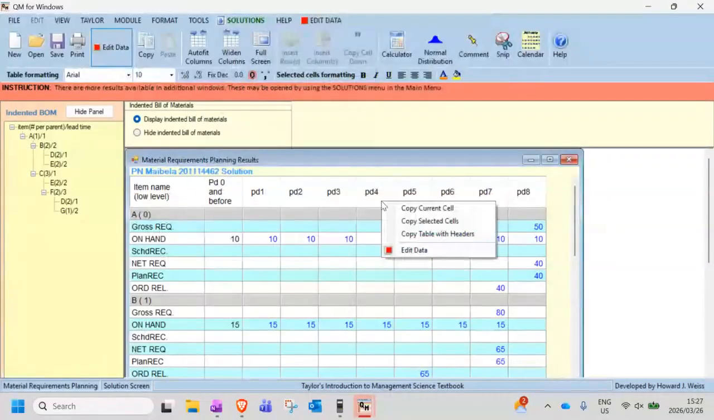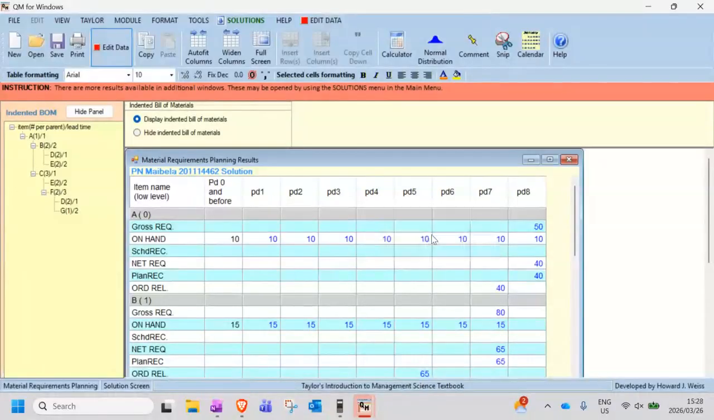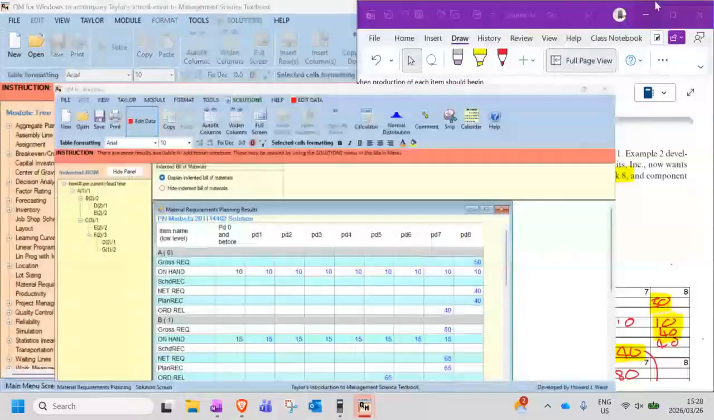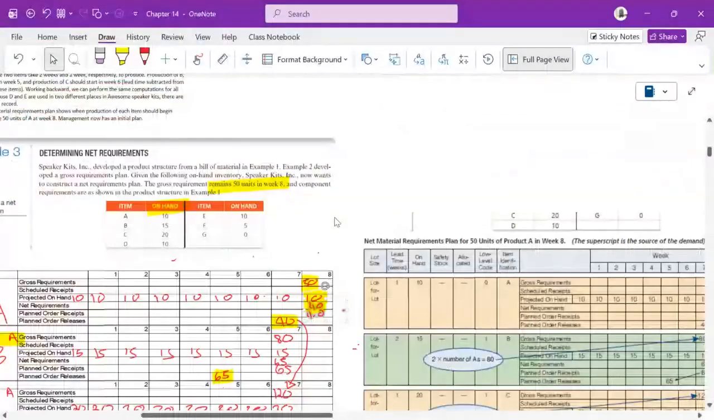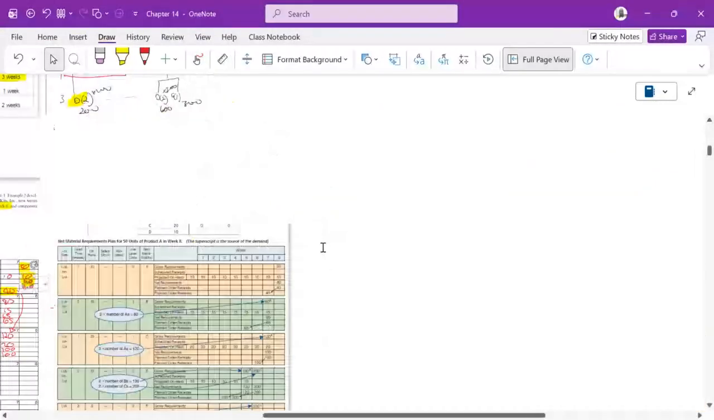You can copy everything, table and headers. Yeah? You can highlight and copy everything, or you can copy a table, or you can print. You can do a lot of things with this. So I've copied there, and I want to paste it maybe side by side.